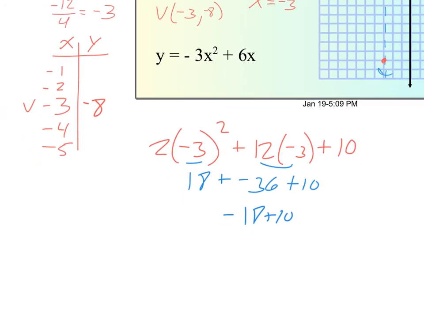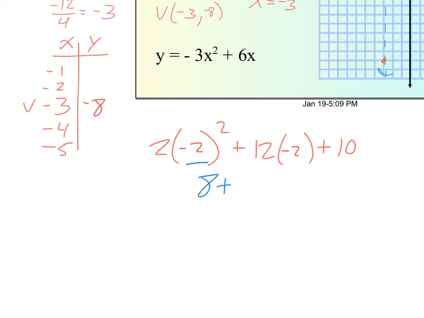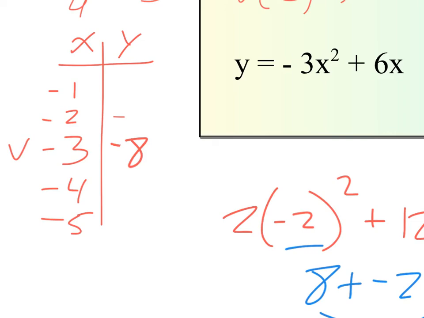Okay, I've got to plug in some other values here and figure it out. So I've got to plug in like negative 2. Maybe I'm going to use what I've got right here and just erase and use some technology magic. So I'm going to put in negative 2 for both these spots. Negative 2 squared gives me positive 4, times 2 gives me 8. Okay, and then plus, let's see, this would be negative 24, and then plus 10. 8 plus negative 24 gives me negative 16, plus 10 gives me negative 6. Okay, that's a good sign.